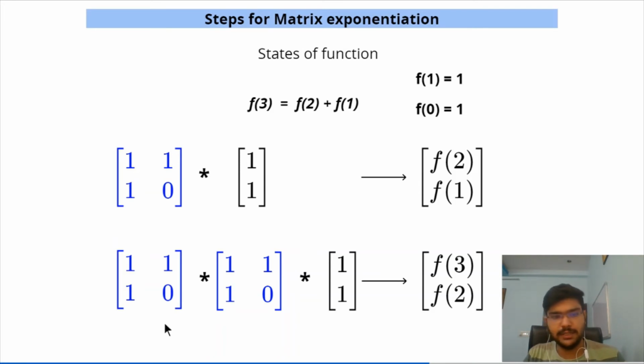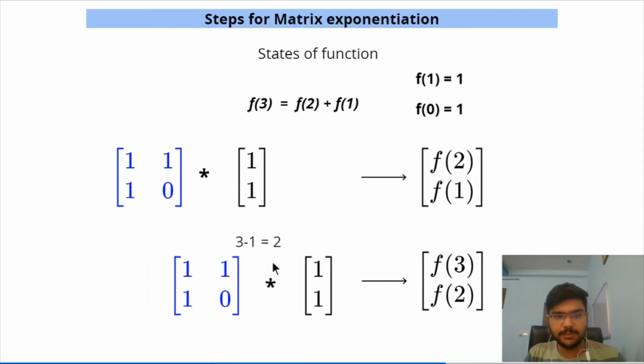All right. So now what do we want? We want to solve this. So this is basically the power 2. We have two matrices here. This is basically power 2. So why did I write 3 minus 1 equals 2? Because we want to find f of 3, and we need to exponentiate this matrix 2 times.